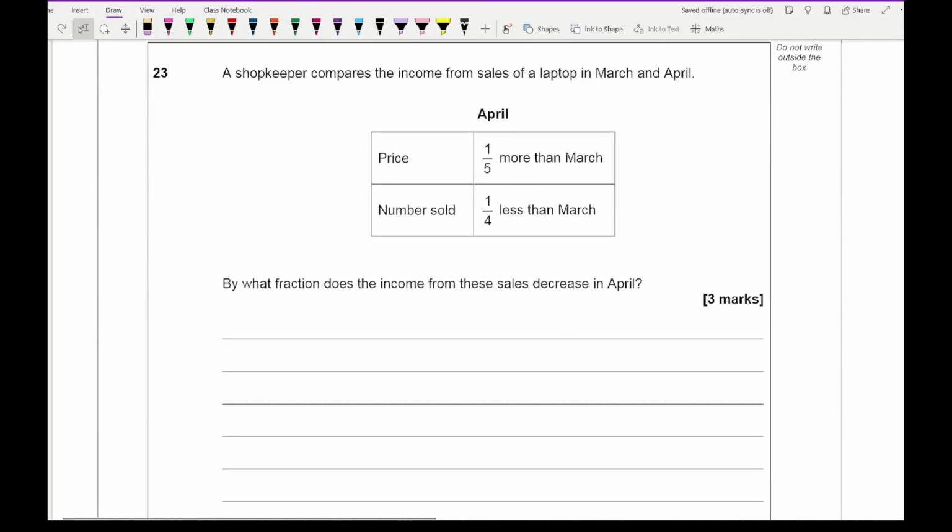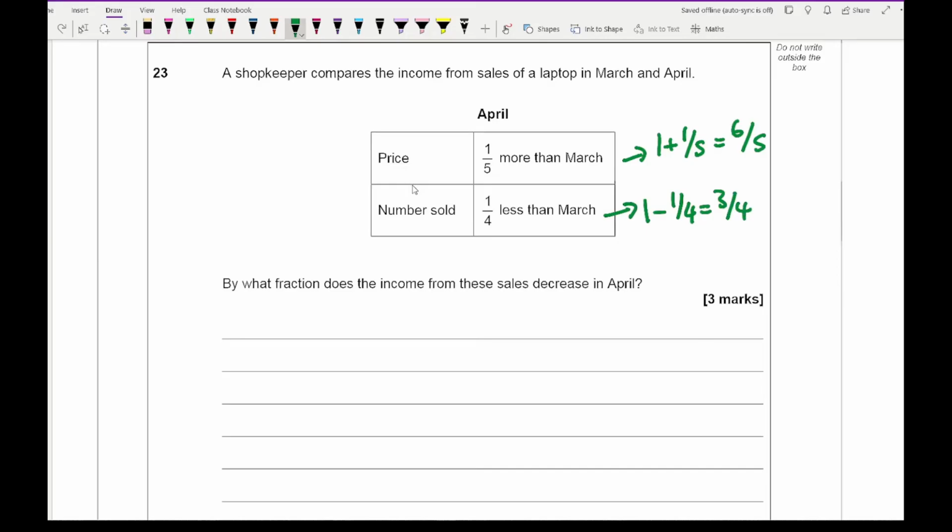Then with question 23, it says that a shopkeeper compares the income of sales of a laptop in March and April. By what fraction does the income from these sales decrease in April? So for this, what we need to do is we can see here that we're getting 1 over 5 more than March. So that's going to be 1 plus 1 over 5, which is 6 over 5. And then if we're getting a quarter of the numbers sold less than March, then that's going to be 1 minus a quarter, which equals 3/4.